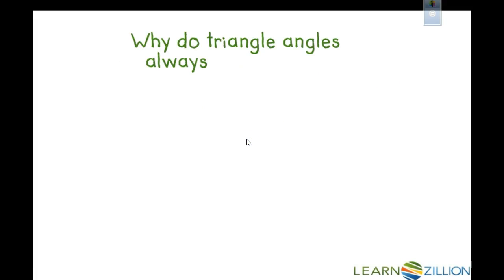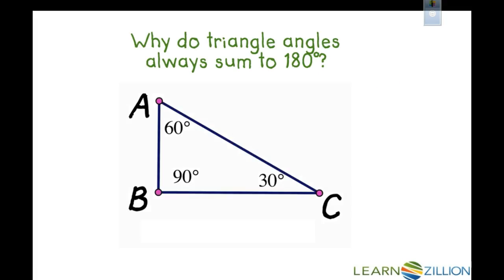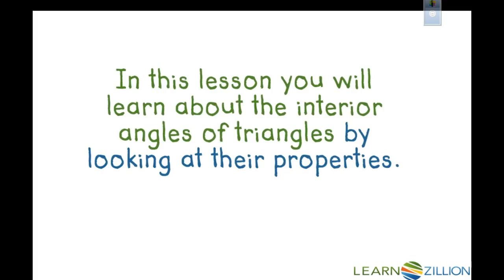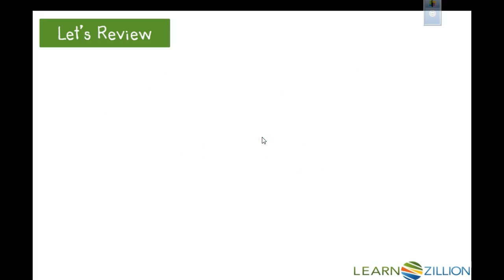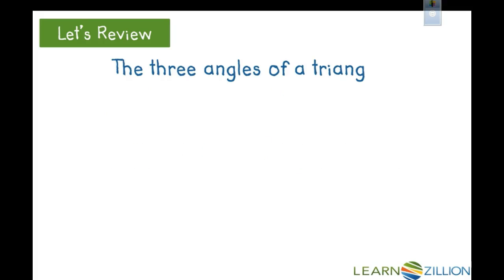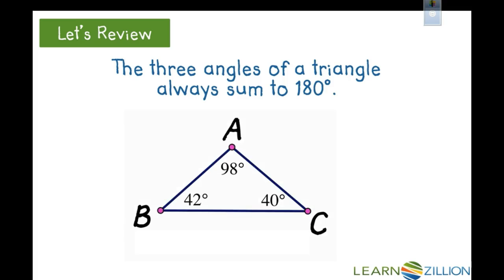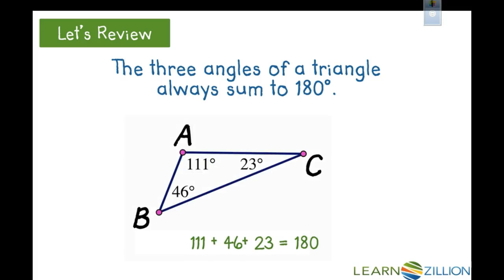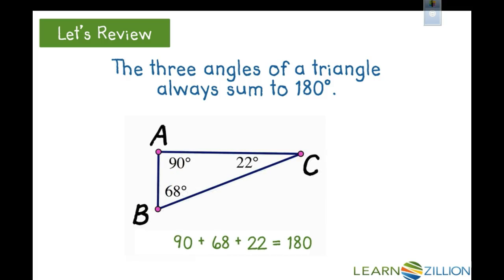Why do triangle angles always sum to 180 degrees? In this lesson, you will learn about the interior angles of triangles by looking at their properties. Let's do a quick review. The three angles of a triangle always sum to 180 degrees. 98 plus 42 plus 40 equals 180. It also works with acute angles, and obtuse angles, and right angles.